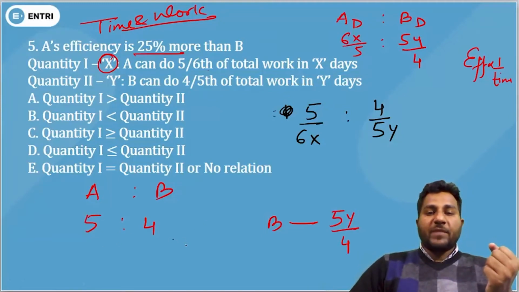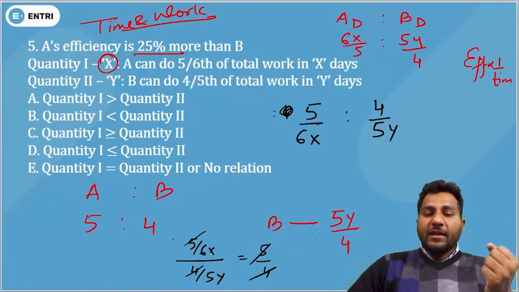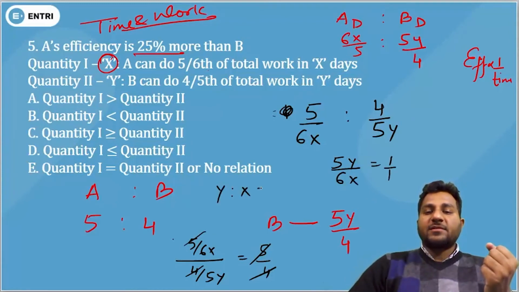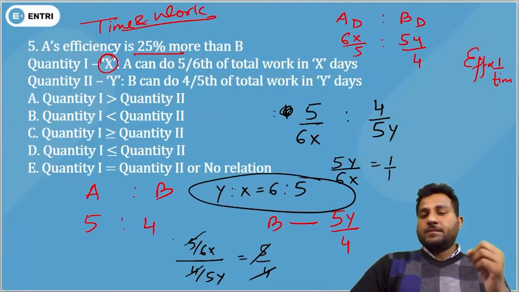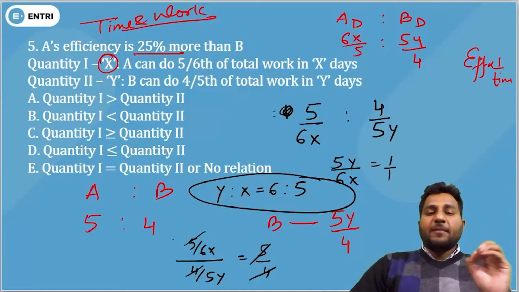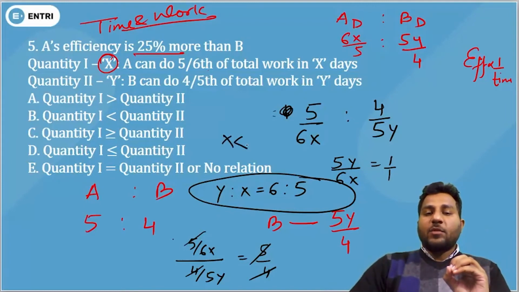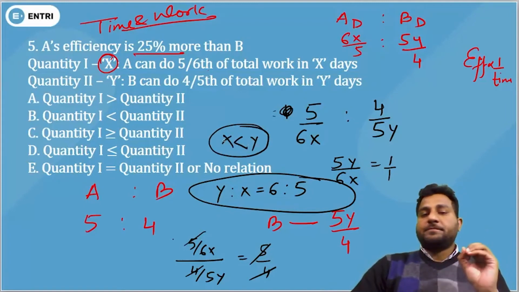So 5 by 6x divided by 4 by 5y must be equal to 5 by 4. 5 and 4 will be eliminated, and 5y by 6x equals 1 by 1. That is, the y and x ratio will arrive as 6:5. That means x quantity is smaller than y's quantity.